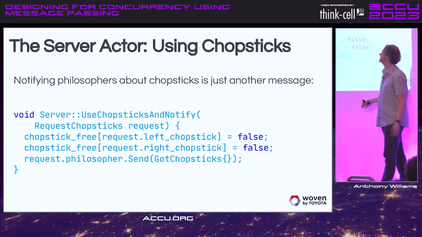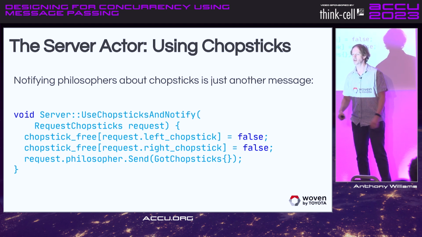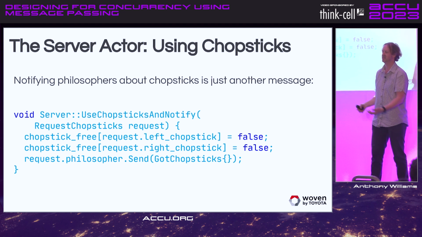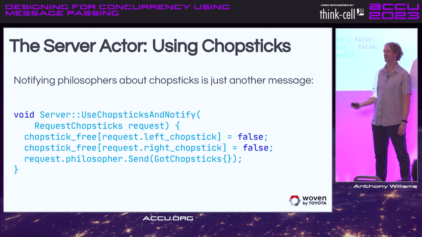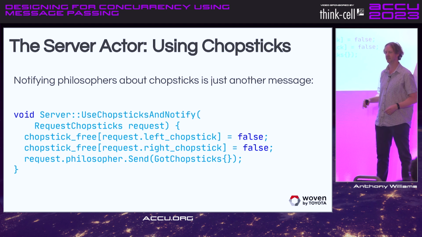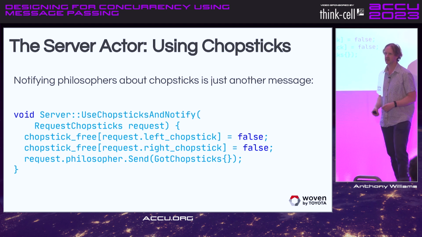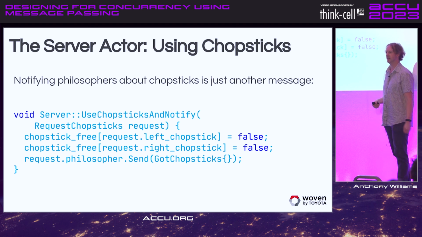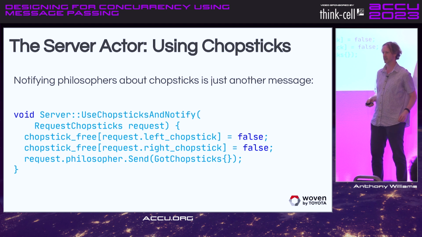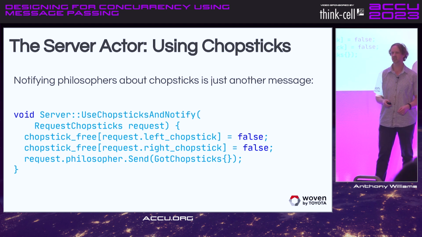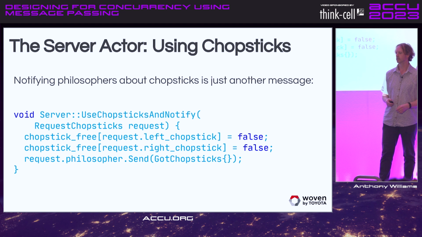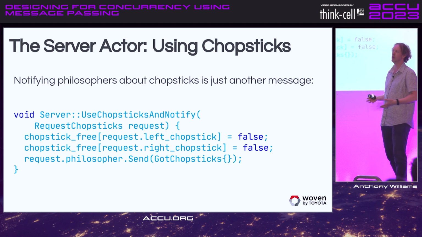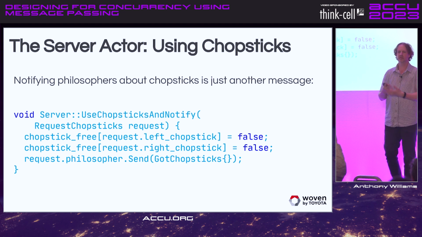And so in both those places, we had this use chopsticks and notify function, which is very simple. Mark that the chopsticks are not free anymore, and send out a message to the appropriate philosopher to say, here you are, mister. You can have the chopsticks you requested, so you can get to eating now because you've got the chopsticks. Again, it's all simple code because it's a fundamentally simple state machine.